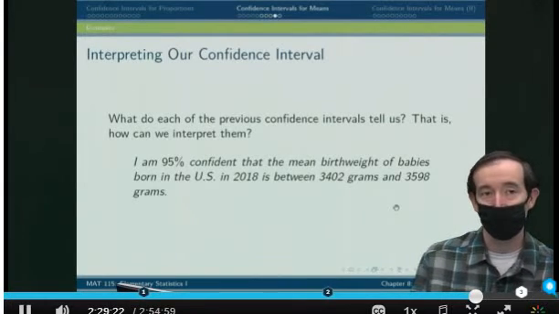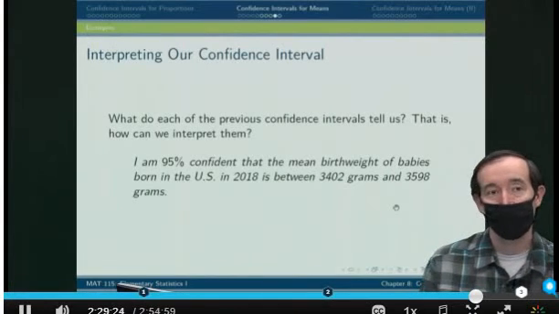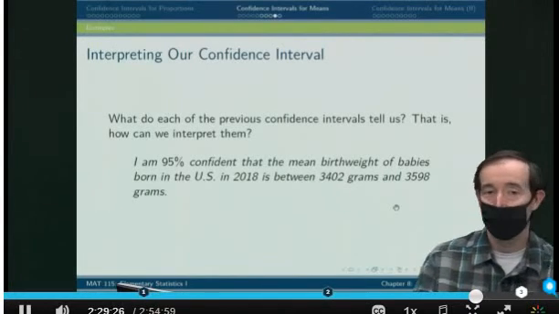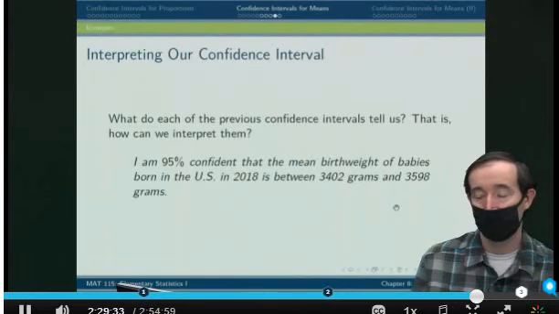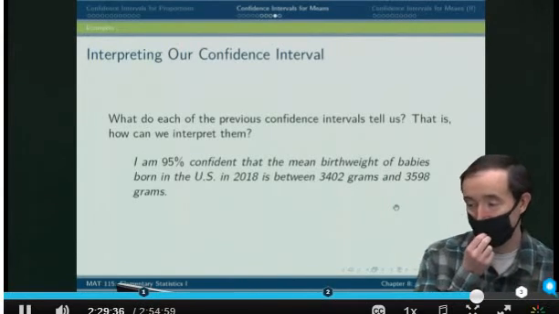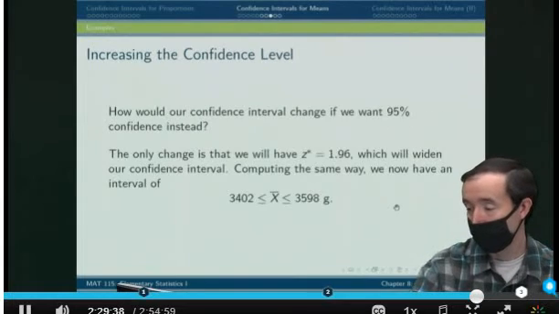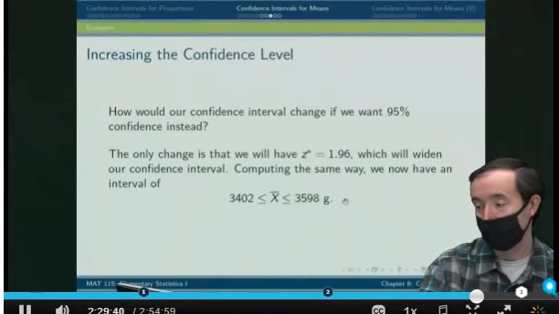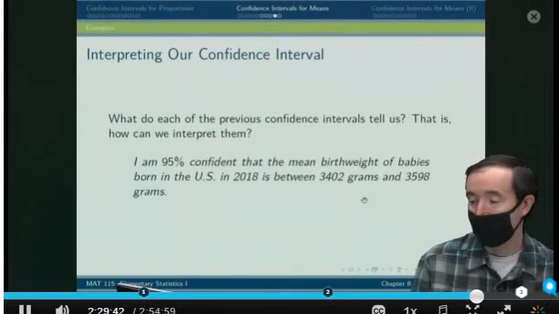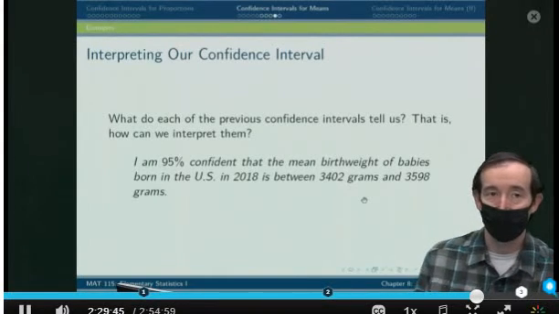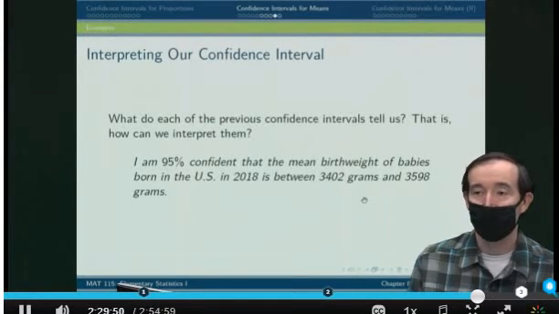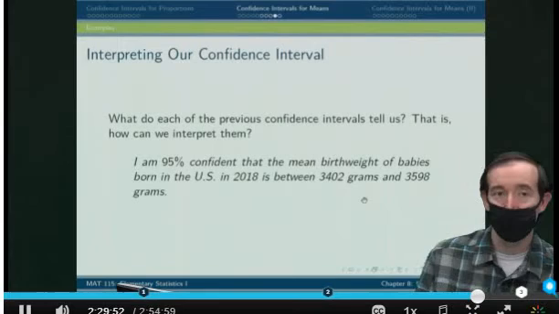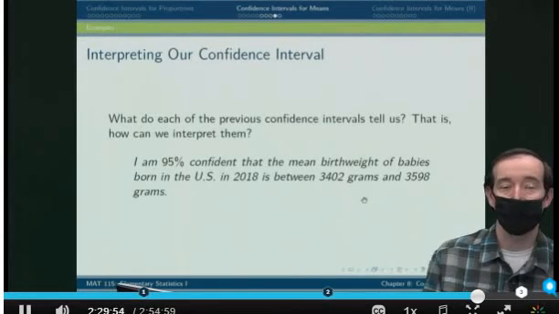If I know my confidence level, I can say I am that percent confident that the mean, whatever it is I'm trying to estimate, is between my lower limit and my upper limit. So in this particular case, the interval I just produced, the 3402 to 3598, I am 95% confident that the mean birth rate of babies born in the U.S. in 2018 is between 3,402 grams and 3,598 grams.